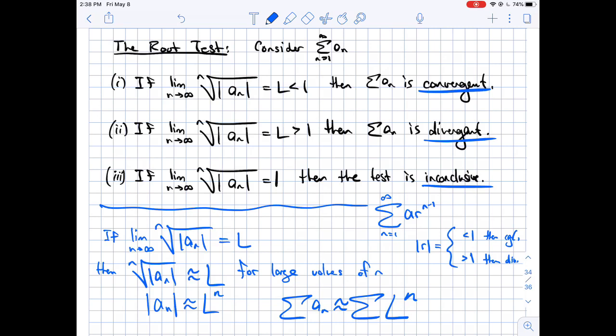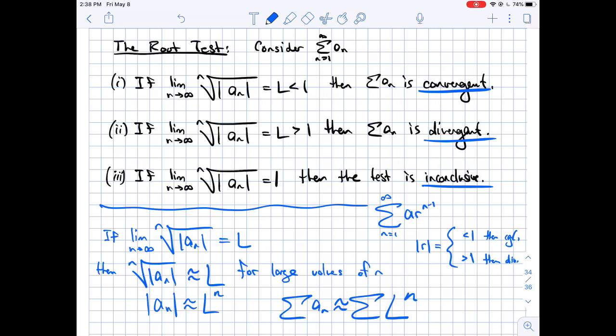And L to the power of n is just exactly a geometric series. Okay, what's the common ratio? Well, the common ratio is L. Now again, this is not a proof, but this is the idea behind the root test. If our series behaves like a geometric series with a common ratio of L, then it's no doubt why the conclusion works the way that it does. If our common ratio L is less than 1, then our series is convergent. And if it's larger than 1, then it's divergent.